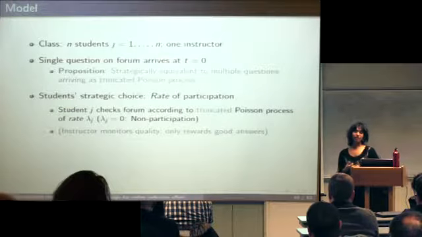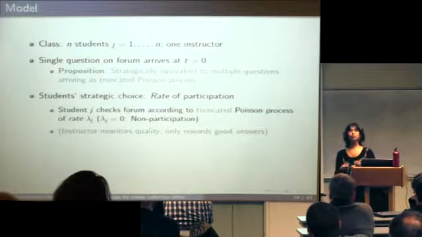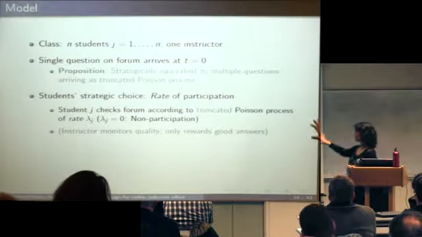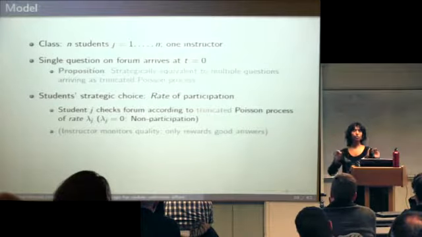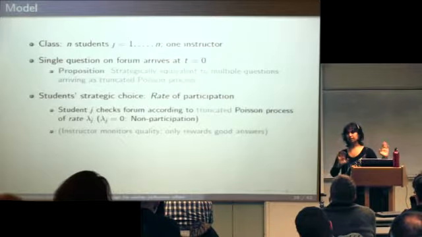And we are going to make the assumption that when we say that rate is a strategic choice, you could also ask why isn't the quality of my answer a strategic choice? And here we are going to make the assumption that the instructor monitors quality and rewards only good enough answers. Okay? So there's some notion of good enough, the instructor is checking this, you get a reward only if you're good.